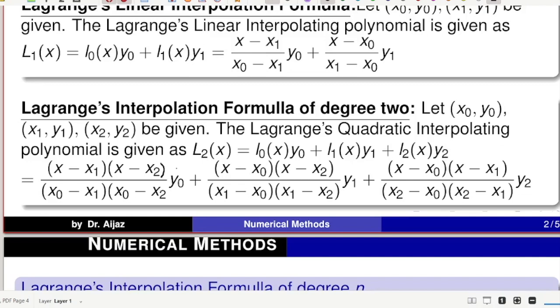So first let's look at the numerator for all the 3 terms. Now for L1 of x, we just write x minus x0 into x minus x2. So we skip x minus x1. For L2 of x, we write x minus x0 into x minus x1, and we skip x minus x2.